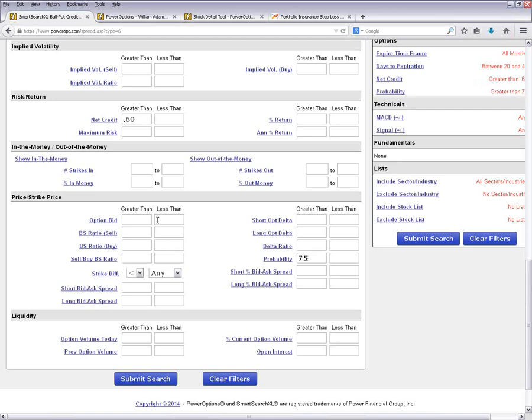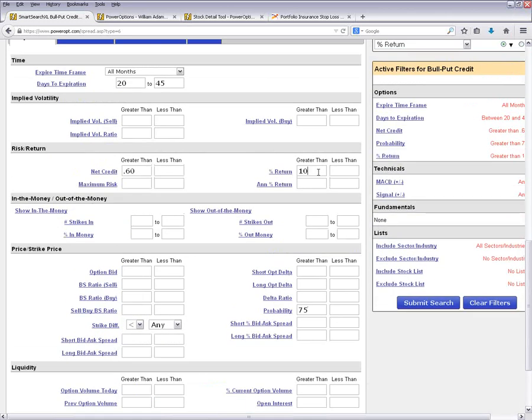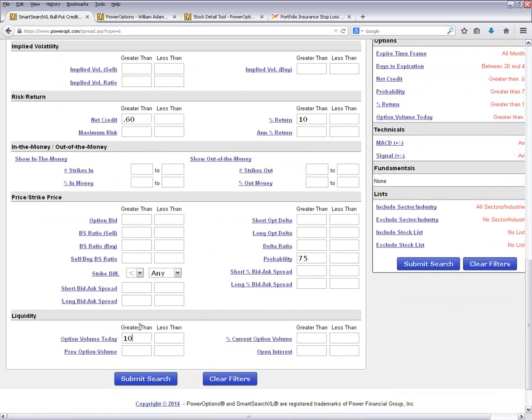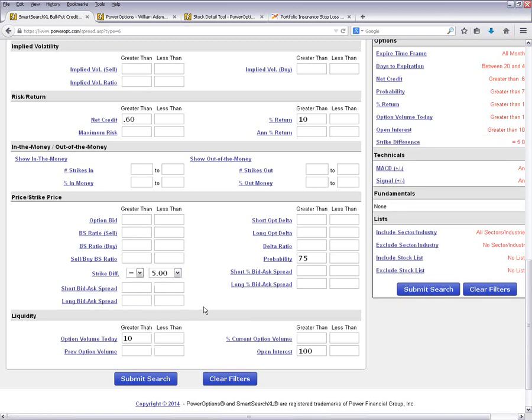Oh, I skipped over return, didn't I? I'm sorry. There we go, percent return. Want to be at least a 10% leveraged yield with a 60-cent net credit. Probability at 75% or higher. I'm going to want to see some basic option volume and open interest. So I'm going to put in an option volume today of at least 10 contracts and open interest of at least 100. And to keep things simple, I'm only going to look for 5-point spreads. Okay, so I'm going to set my strike difference to be equal to 5 points.